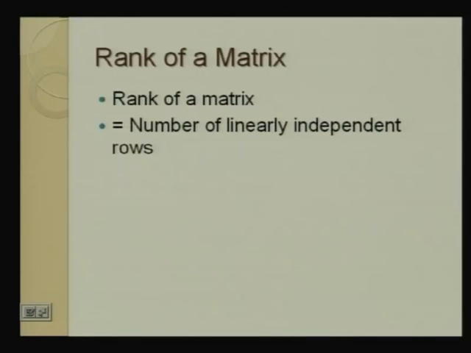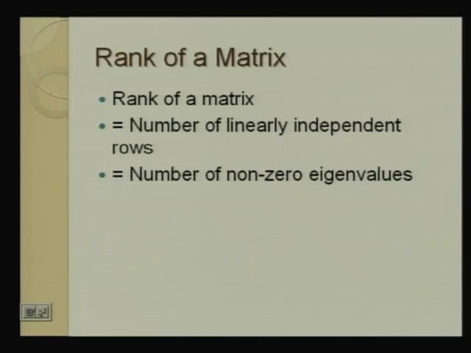So, the rank of a matrix is the number of linearly independent rows. If we have a matrix which is n by n, what should be the rank of that matrix for it to be invertible? Is the question clear? If A is an n cross n matrix, what should be its rank so that it is invertible? Right. If its rank is n, it means all the rows are linearly independent.